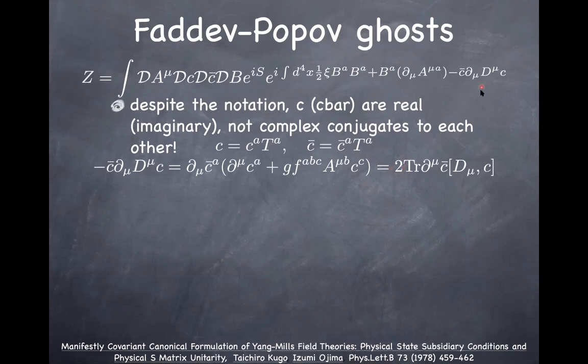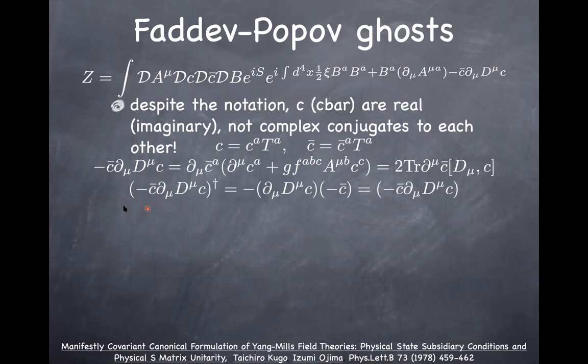So I can also write the Faddeev-Popov Lagrangian as 2 times the trace of ∂_μ C̄ matrix times this commutator matrix D_μ and C. This is just a simple rewriting of the Lagrangian. And now, having this explicit form, I can see why taking C to be real and C̄ to be imaginary makes sense.